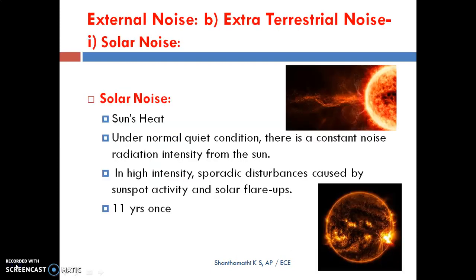The first subtopic of extraterrestrial noise is solar noise. Usually from the sun there will be a constant radiation, that is noise radiation intensity. This is in a normal condition, but in some cases, like sunspot activity or solar flare-ups, there will be a high noise intensity. The solar noise can occur every 11 years. The solar noise is nothing but the sun's heat.